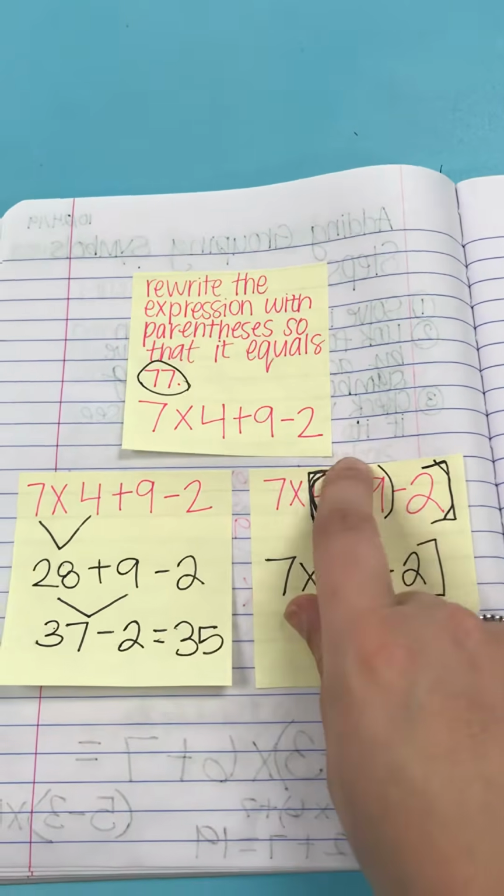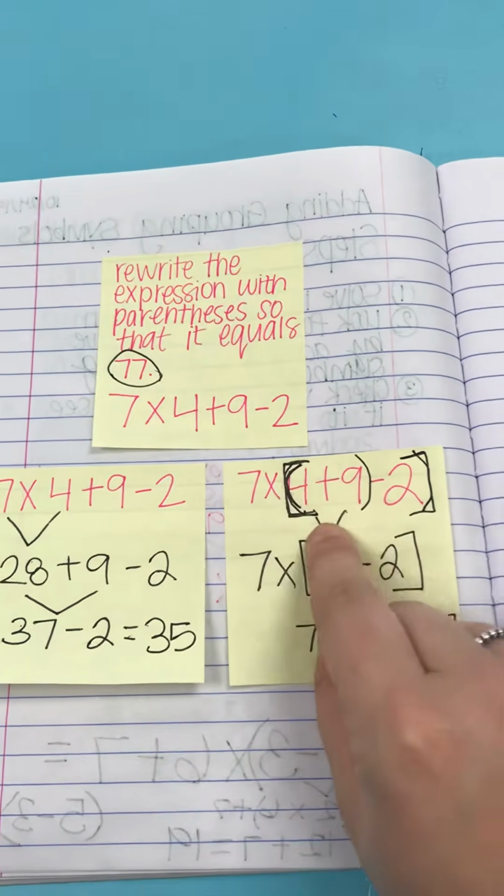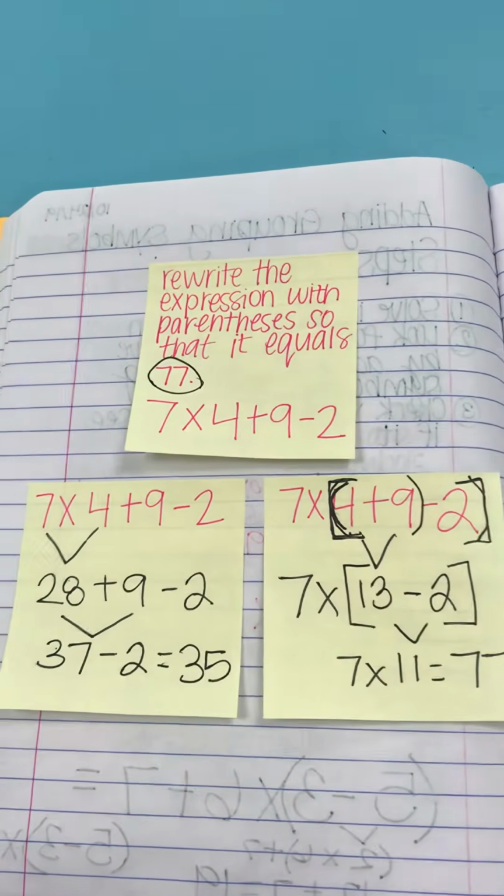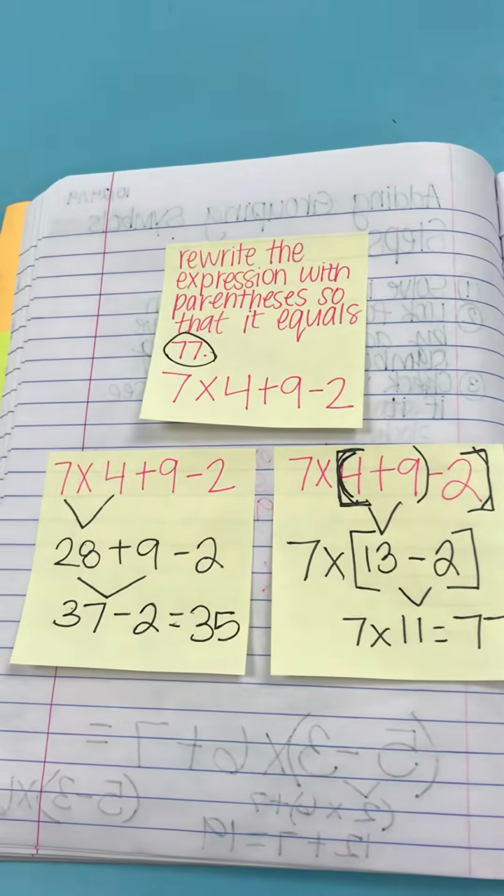So I would have the braces, parentheses, 4 plus 9, so you do that first, and then 13 minus 2, and I put it around the whole thing. And that's kind of a little crash course on order of operations.